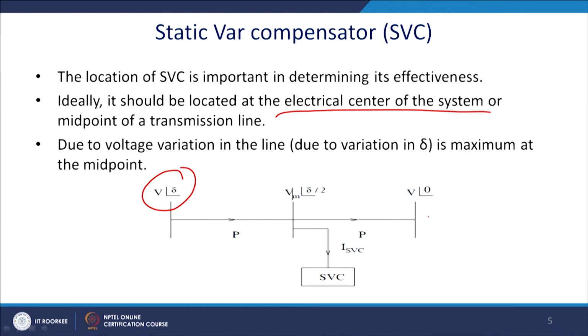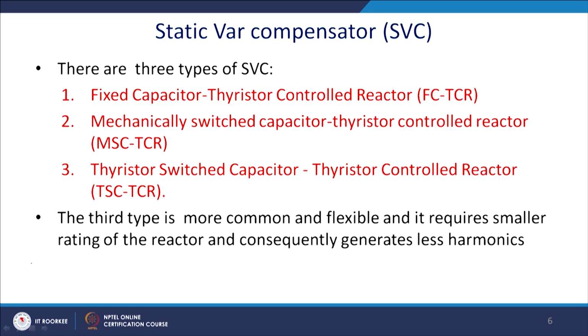Ideally, it should be located at the electrical midpoint of the transmission line for this two machine model. This is a two machine model. Due to voltage variation in the line and variation of delta, it should be put at the midpoint. There are 3 types of SVC that we have also already discussed in our introductory slides.